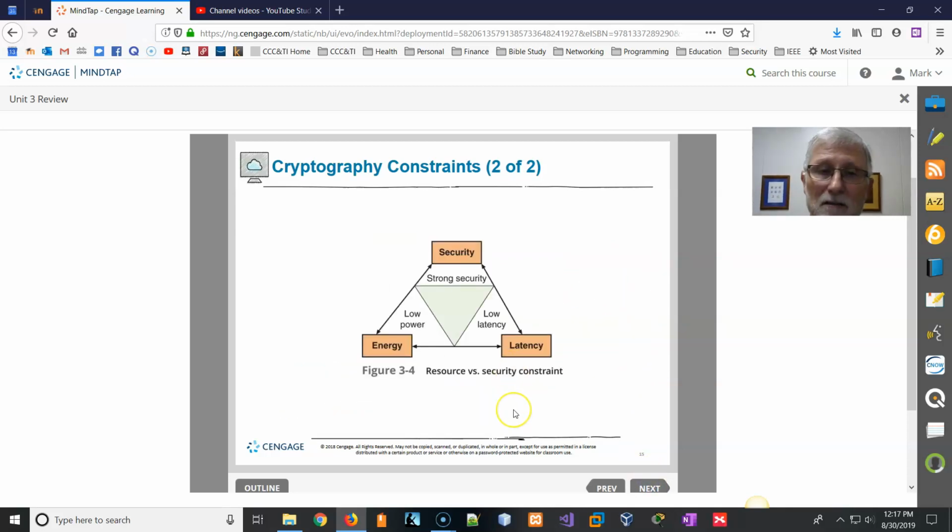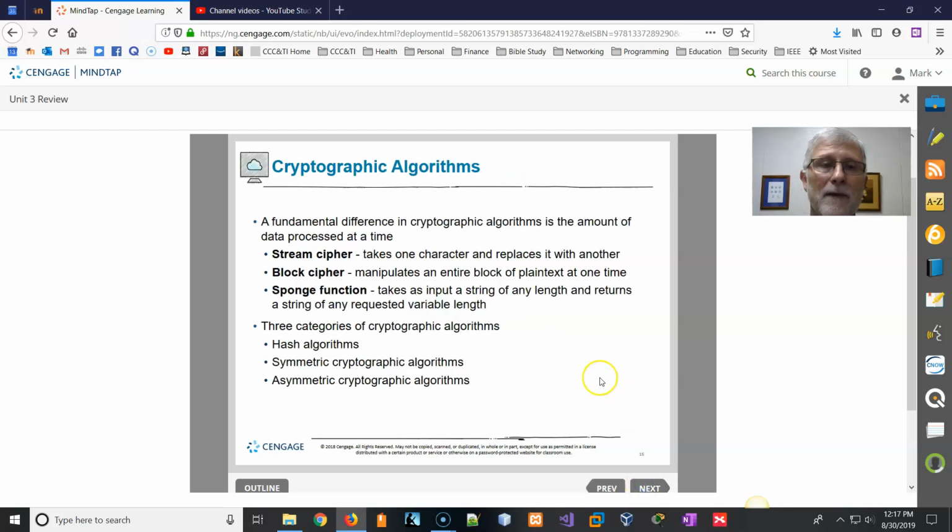This gives you a nice picture as far as how much energy it takes, how much delay, how secure you want to be, how much power is generated. So there's all this balancing act of how much security you want to put in, what method you're going to use, as far as how you want to protect your data. Now, there are some fundamental differences in the type of algorithms, in the amount of data processed at a time.